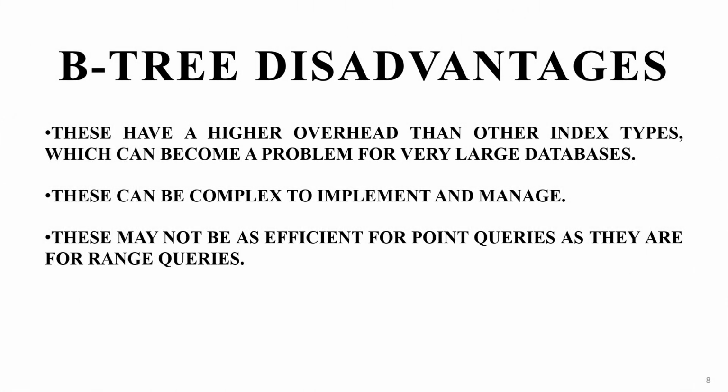B-tree disadvantages: these have a higher overhead than other index types, which can become a problem for very large databases. This can be complex to implement and manage. This may not be as efficient for point queries as they are for range queries.